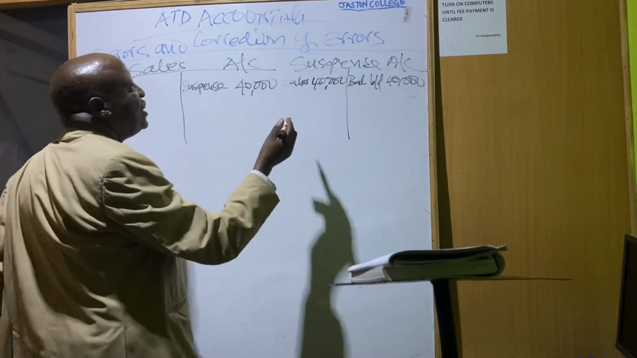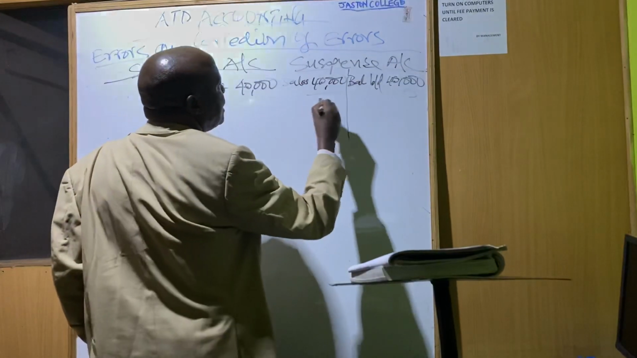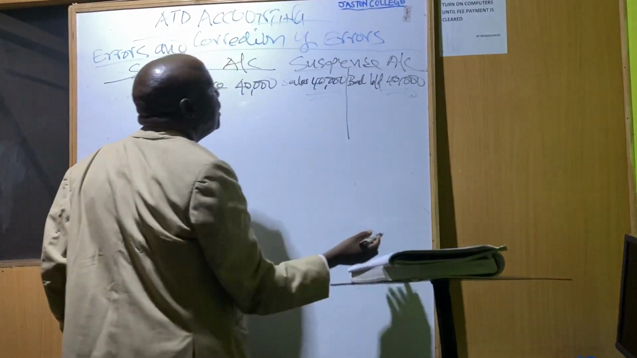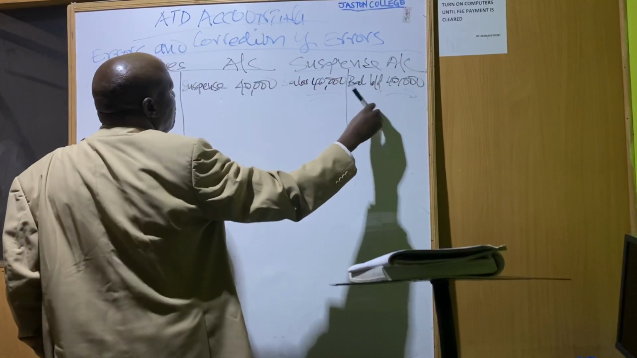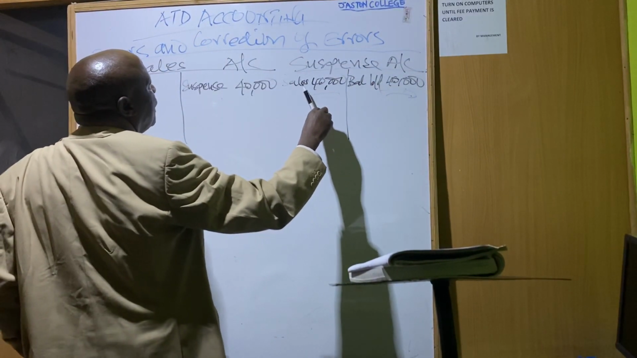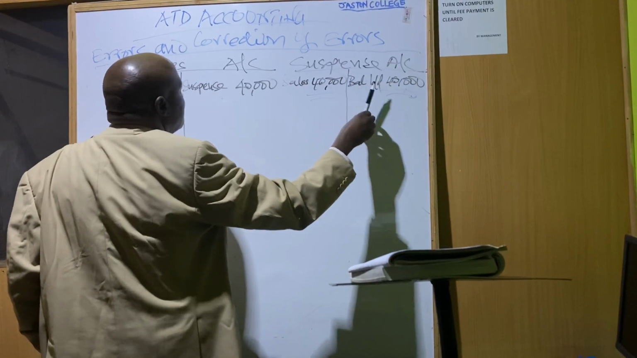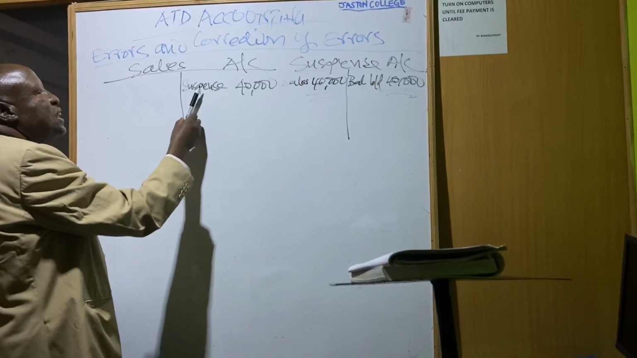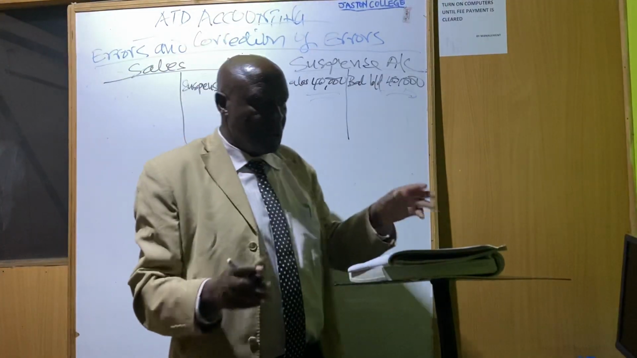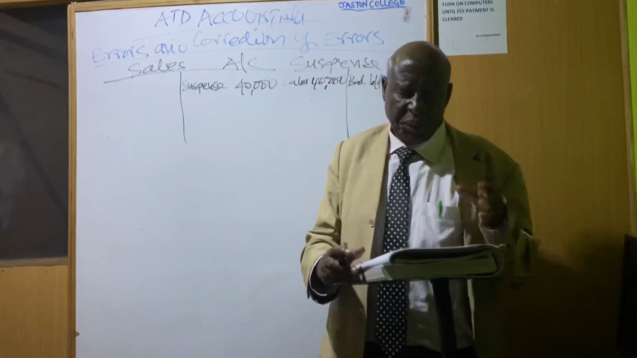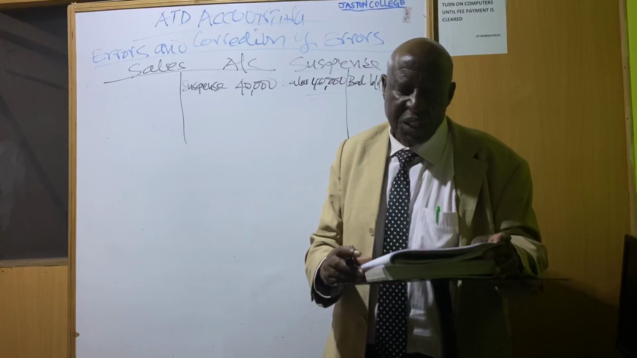So the error is now corrected and the suspense account is also closed. The suspense account is closed because it was 40,000 missing. Now we have closed it by debiting the suspense account with the 40,000 and crediting the sales account with 40,000. So the suspense account is now gone. You see? So that is how we correct an error.